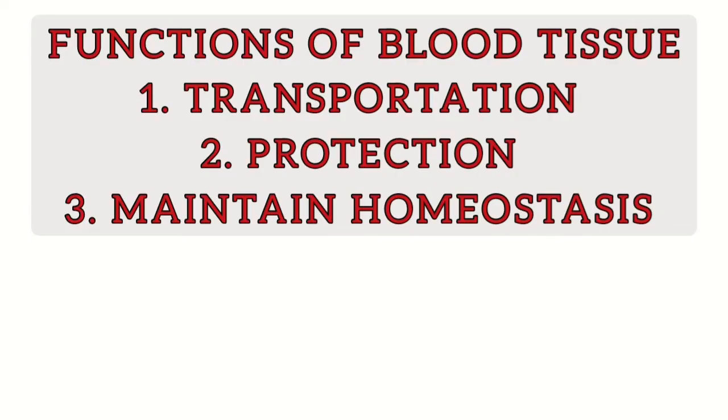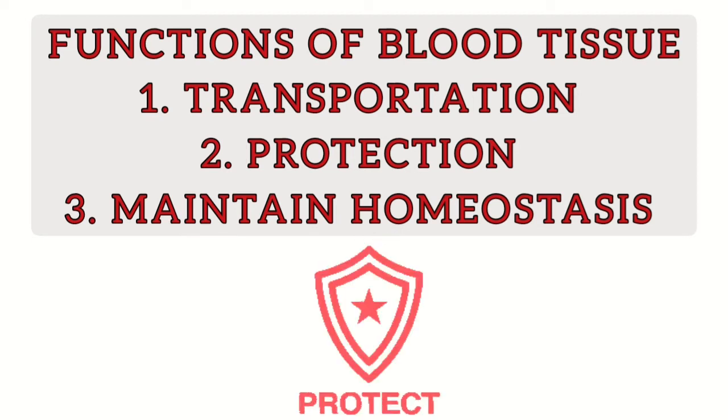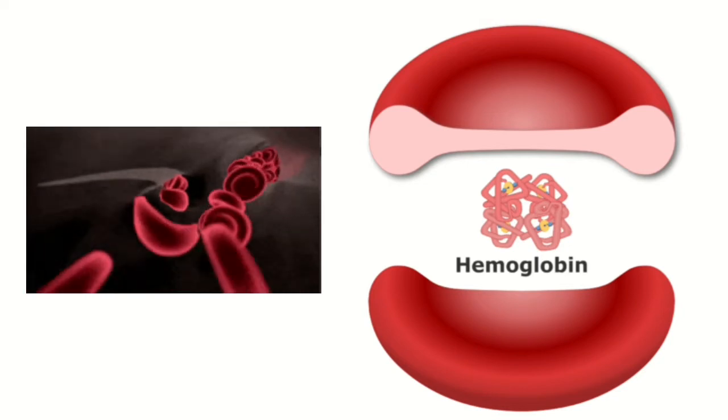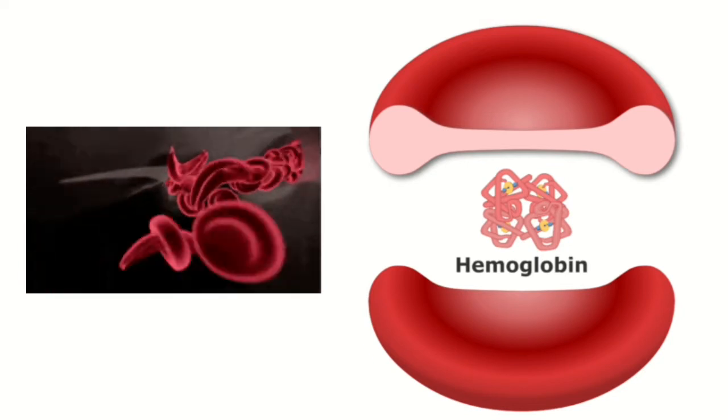What are the main functions of blood tissue? Transportation of materials, that's the primary function, such as transportation of oxygen and nutrients. Protection, immunity, which is done by WBC or white blood cells. Maintenance of homeostasis. And especially when you consider the color of the blood, the color is due to the presence of a special type of pigment known as hemoglobin.